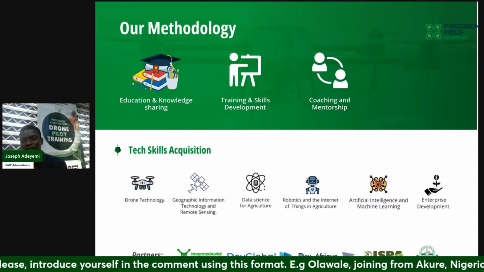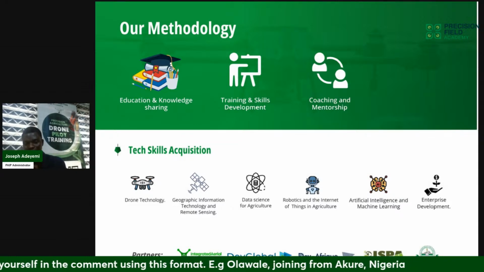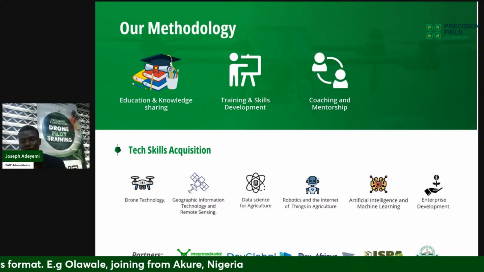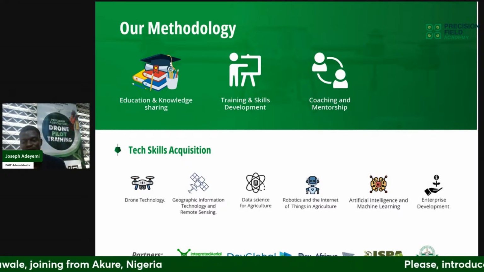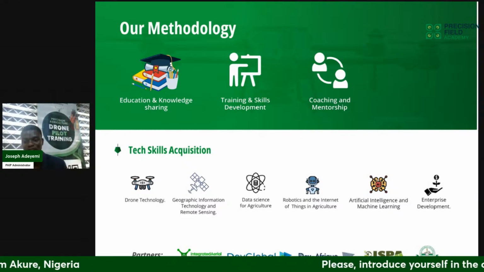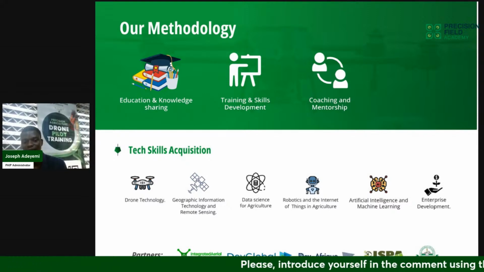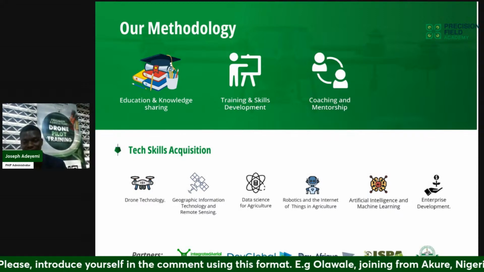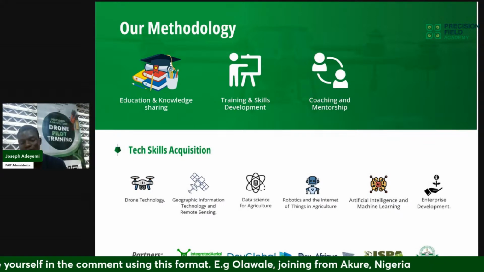And lastly, we have enterprise development. Enterprise development is for you to be able to build yourself, understanding both the business skill set, the technical skill set, the soft skill set that makes you globally relevant in the field of precision agriculture.